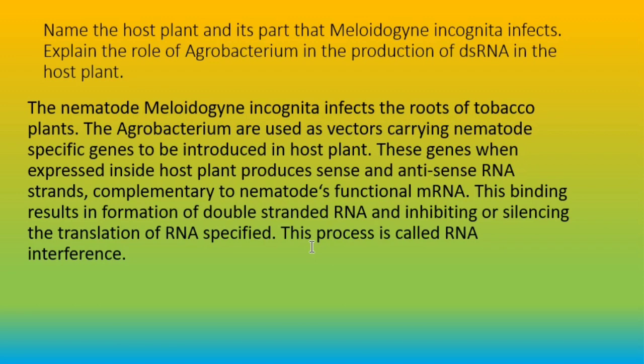Later, once the actual infection by Meloidogyne occurs, the mRNA will be produced by the Meloidogyne, and the RNA produced in the host cell is complementary to that mRNA. As a result, it will bind to the mRNA and silence the expression of that mRNA. This is called silencing of mRNA, or this mechanism is called RNA interference. I have done a detailed video on this RNA interference. Those who are interested can go back and watch that video for a better understanding.